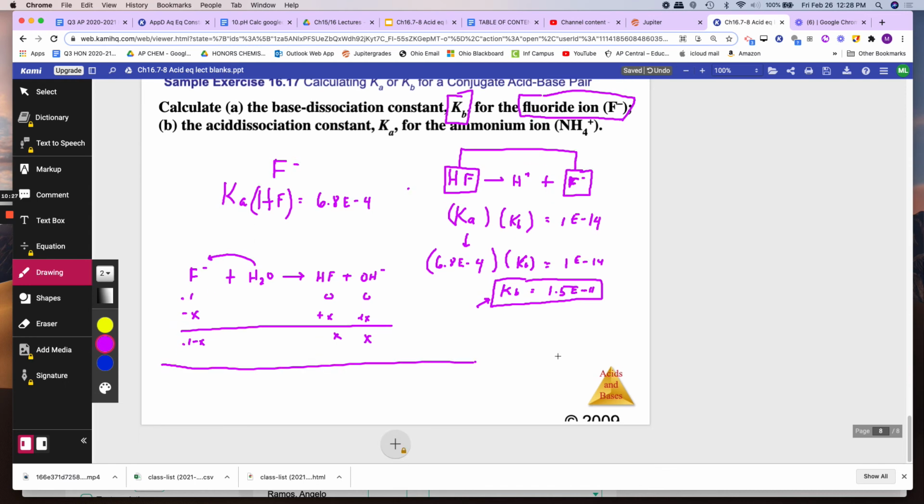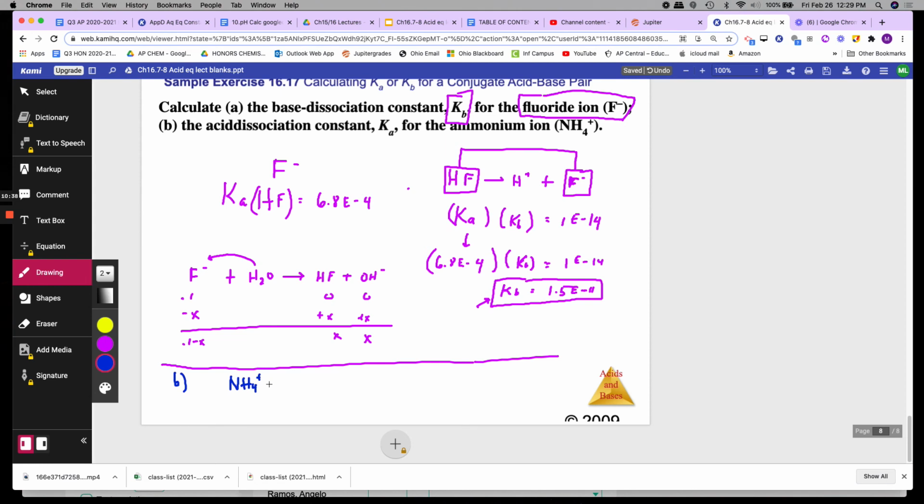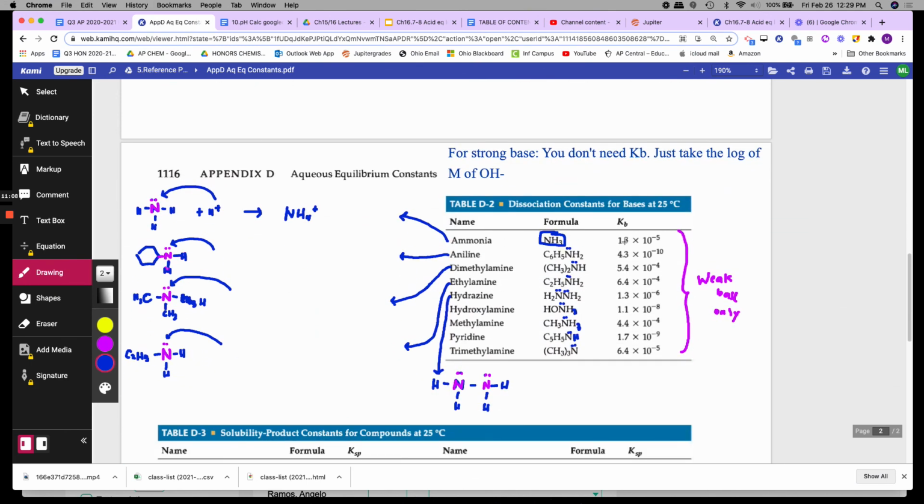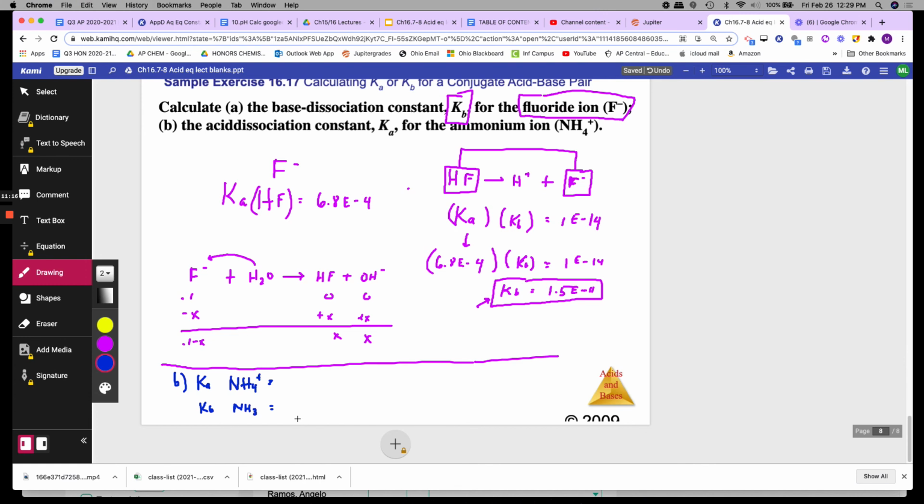So please pause the video and try letter B by yourself. Okay, so B. The acid dissociation constant for ammonium, NH4+, is equal to, oh, find it. Find Ka. Okay, so all you have to do is go to the chart and find Kb of NH3. Notice, these are conjugate pairs. This has 4 H's, that has 3 H's, different by 1 H. So you have to find Kb using this chart, the appendix D. And ammonia has a Kb of 1.8 e negative 5. So this is 1.8 e negative 5, and you're trying to find this.